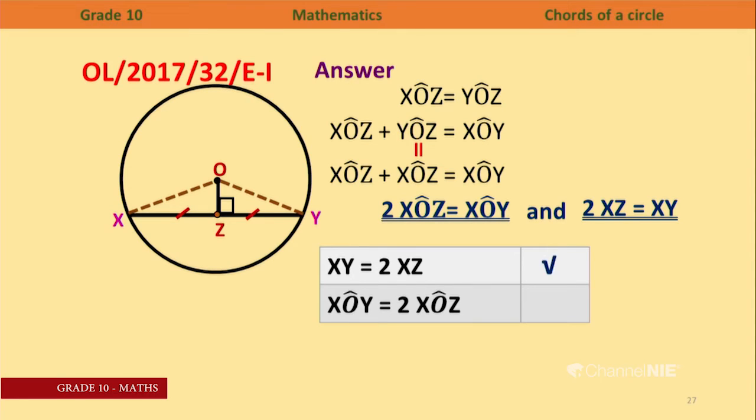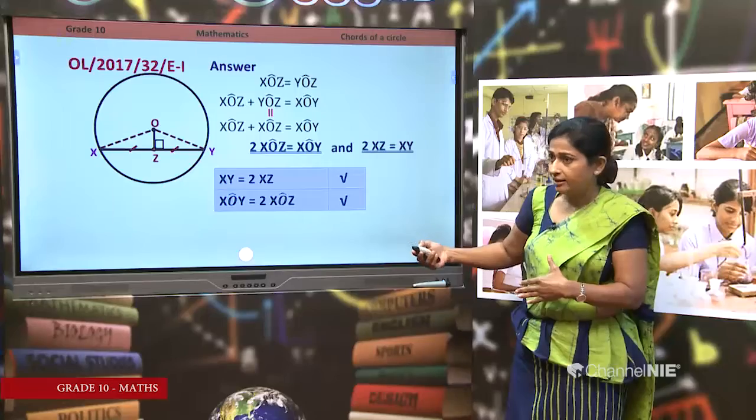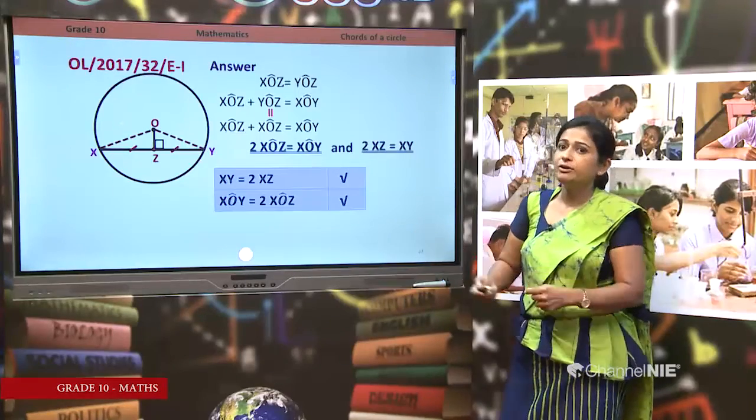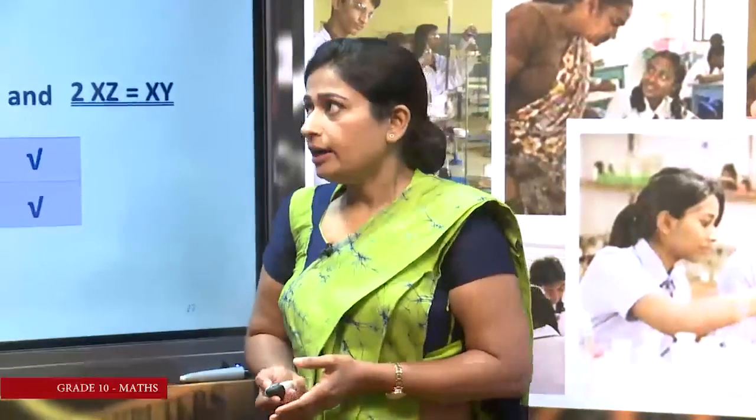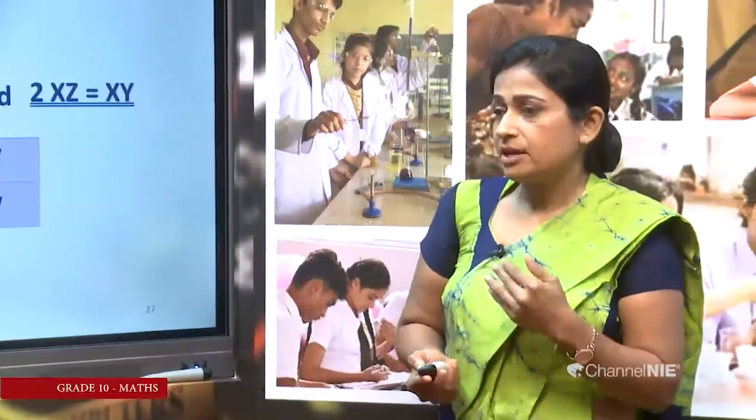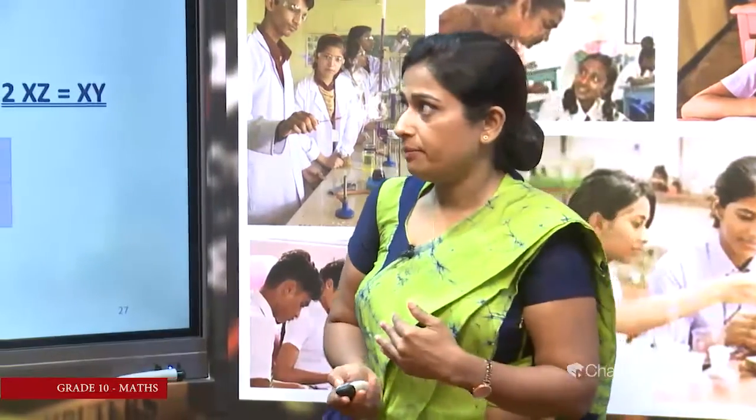They are correct. So this is the first paper sum. No need to do it like this, I just explained it, but by looking at the diagram you can understand it if you know the theorem well. Okay. So here I am going to do another sum that came in the 2016 paper.